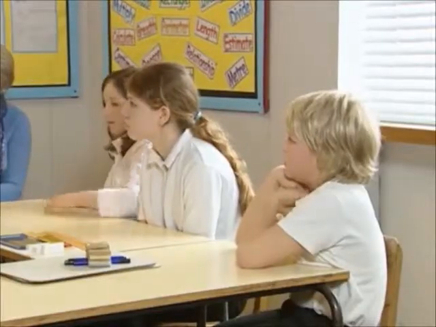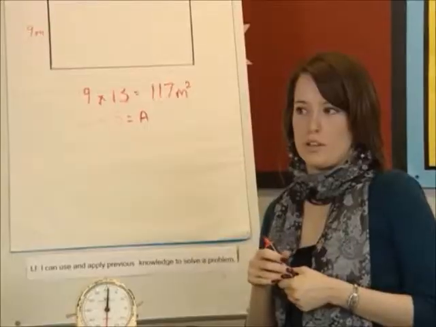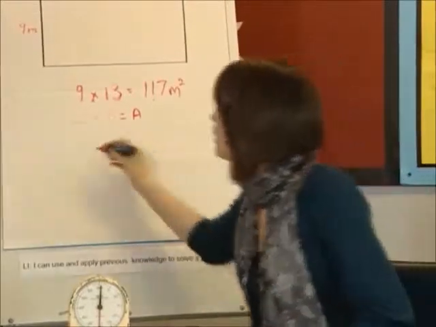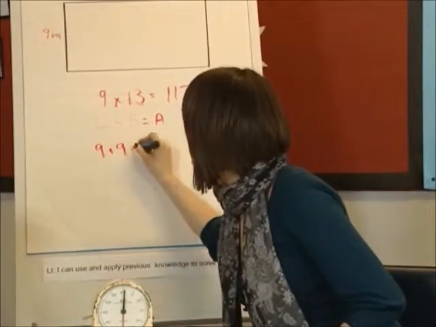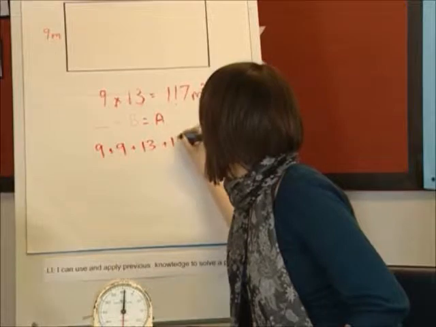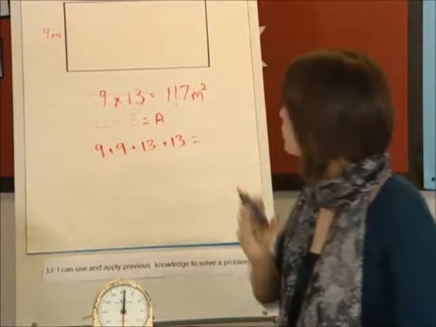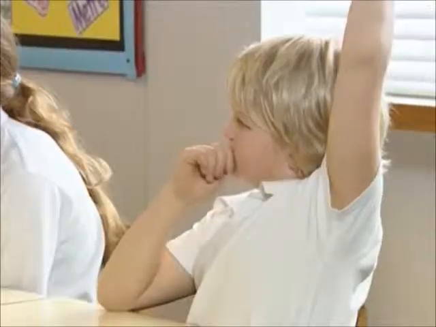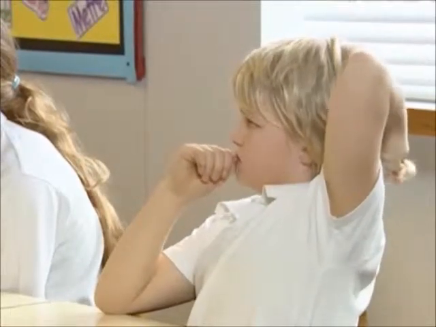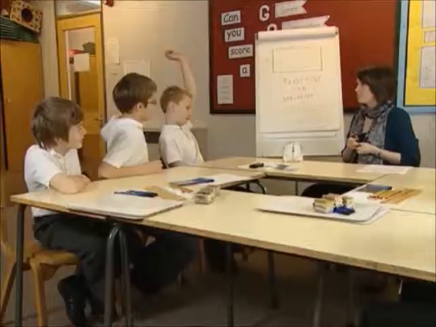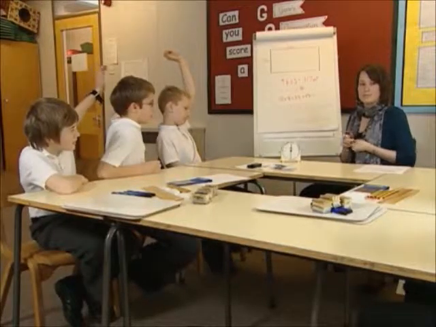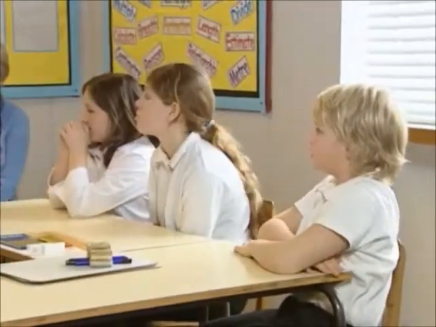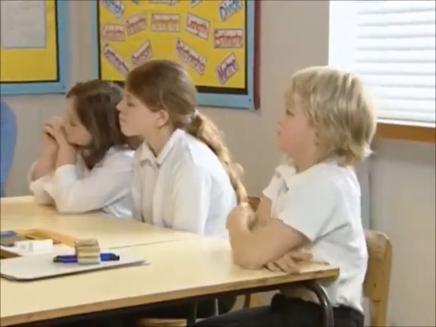How do we calculate the perimeter? Josh? 9 plus 9, 13 plus 13. Okay, so 9 plus 9 plus 13 plus 13. So what's our perimeter? Jake? 44 metres. 44 metres, everybody happy with that? Yep, 44 metres, well done.